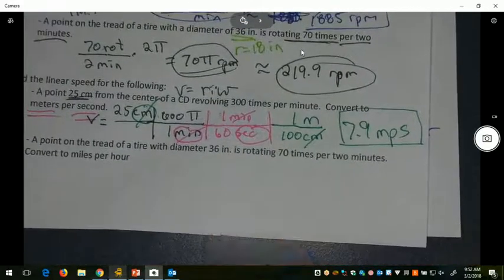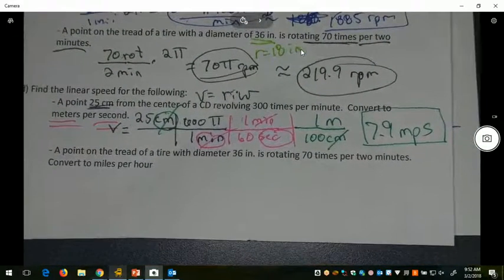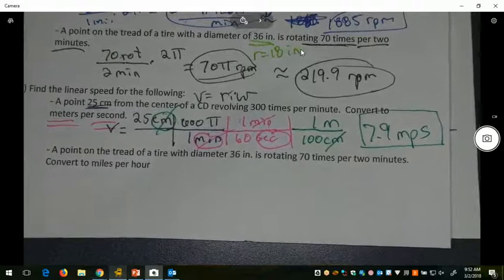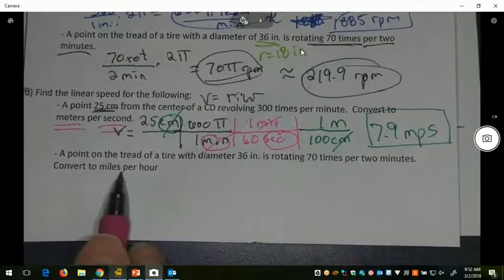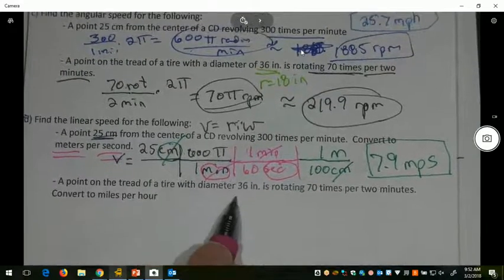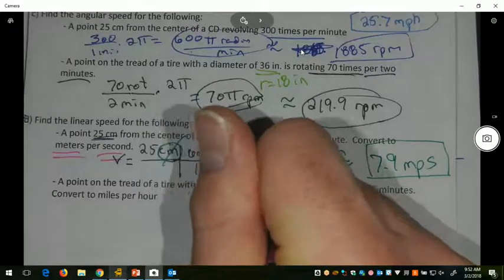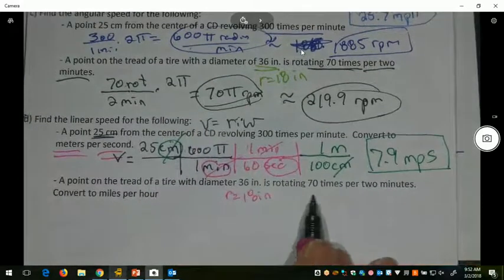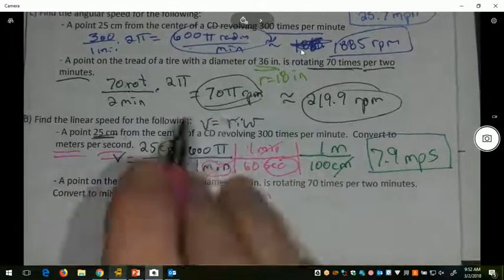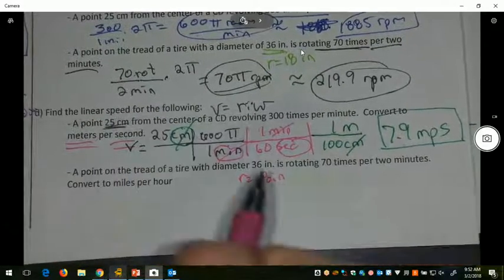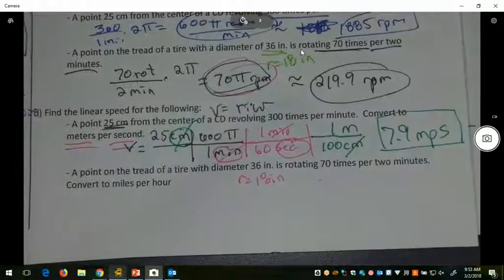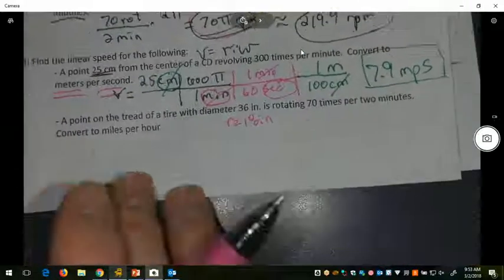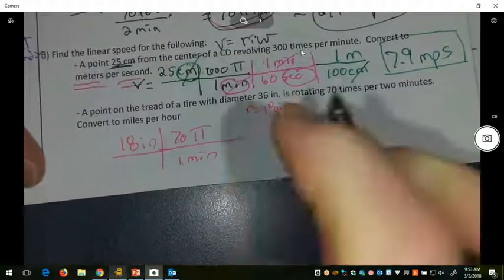Questions on that? Same thing for number 2. Just double check that the numbers are still the same. Yes, the radius is still 18 inches. That didn't change. 70 times per minute, that's what the last problem said. So we already know the angular speed is 70 pi radians per minute. So I take my radius of 18 inches and multiply it by 70 pi radians per 1 minute.